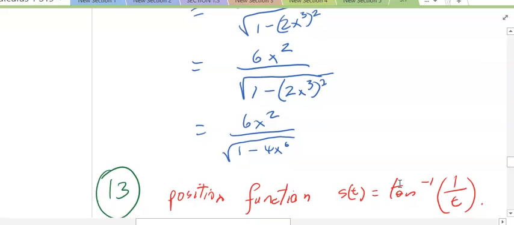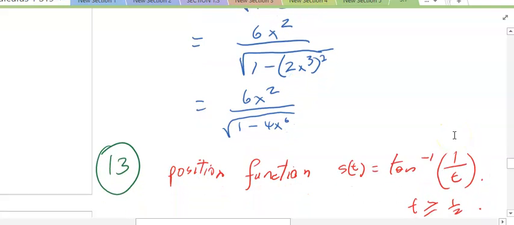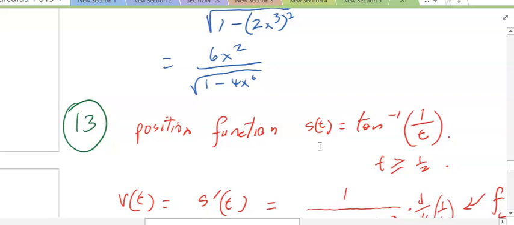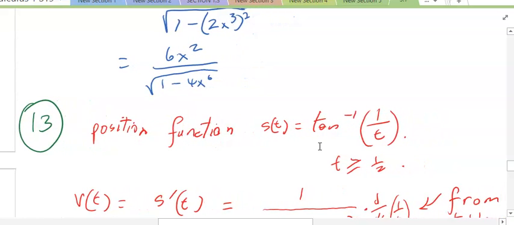Another problem is an application with a position function. The position function was given as s of t is equal to tan inverse of 1 over t, where t is greater than or equal to 1/2. So we want to find our velocity function from this. Recall that the velocity function is the derivative of your position function. So velocity function v of t is equal to s prime of t. And then we have a tan inverse happening here.